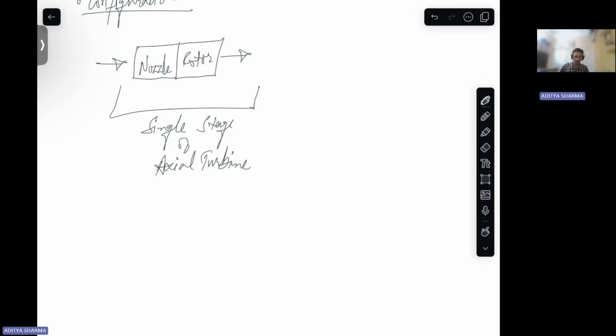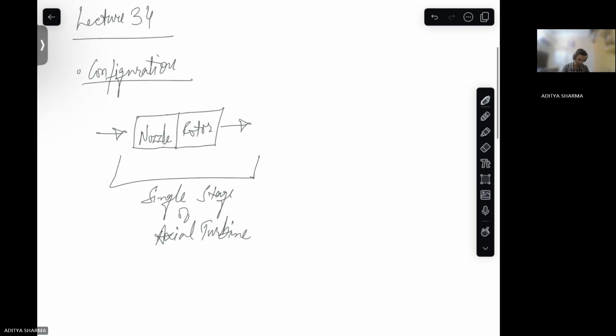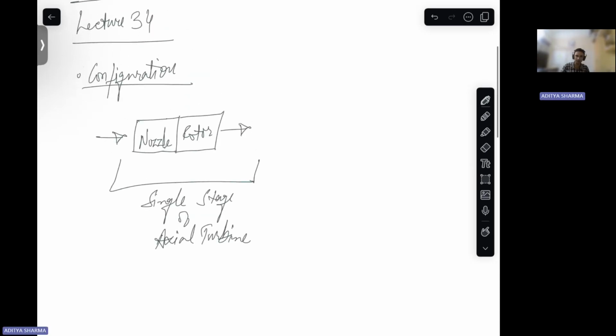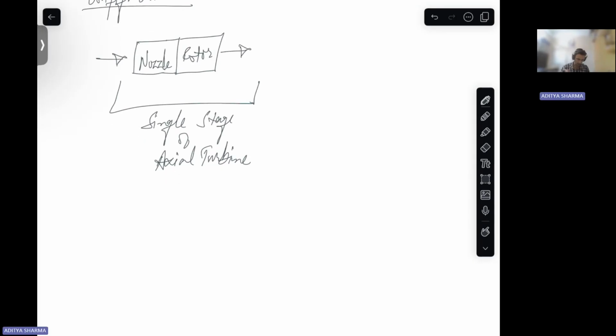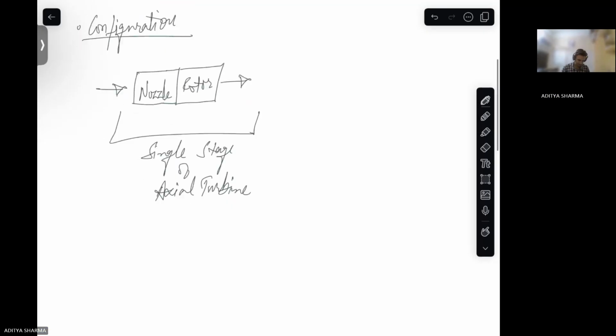Then we'll see the velocity diagrams. The arrangement of blades is somewhat like what you have seen in the compressor. You have one shaft and then blades on that shaft along its circumference, and the flow moves along the axis of the shaft. So velocity diagrams I'll draw.